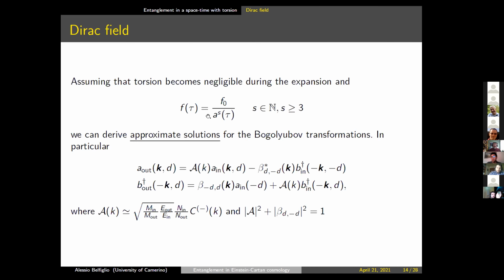And we have assumed that during the expansion of the universe, torsion is considered negligible, so it's very small, while in the asymptotic regions it has this form, where there is a generic parameter that we have then taken to be 6. It is an integer value, however. And if we assume this form for torsion, we can derive approximate solutions for the Bogoliubov transformation from the in to the out, and so from the out to the in regions. And in general, these coefficients have this form and should be normalized. And here C, of course, depends on the ansatz for the scale factor. In this case, this C is related to hypergeometric functions.